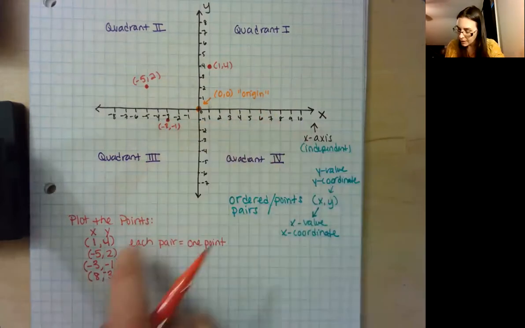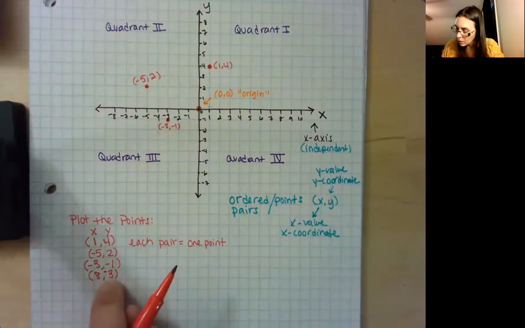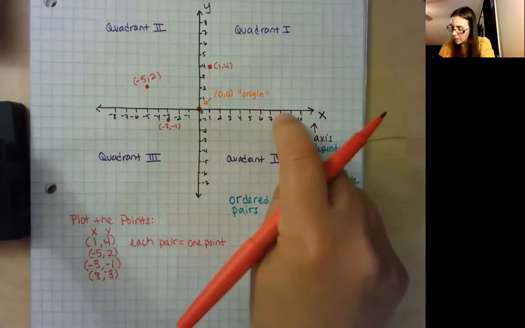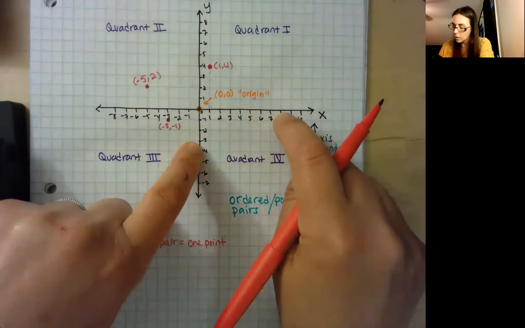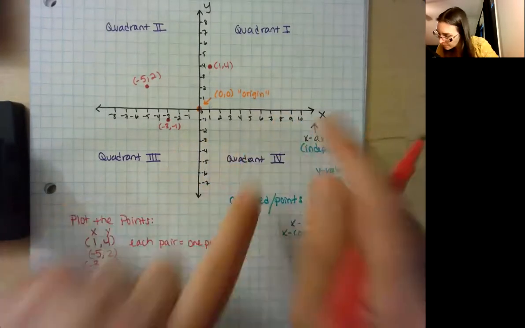And then I want +8, -3. So my x value is +8. My y value is -3. So I'm going to go ahead and match those up.